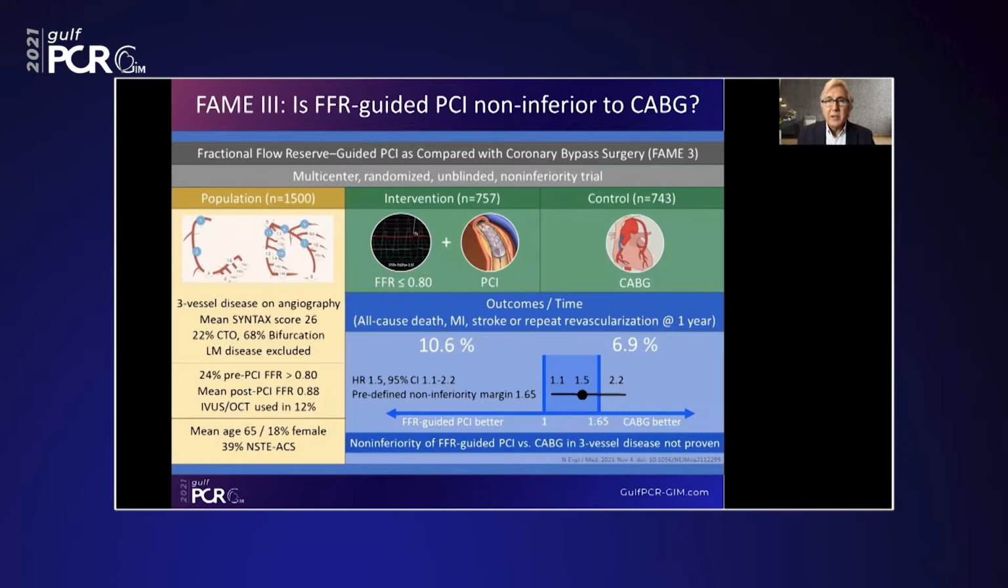So with this in mind, let's move now to some of the recent trials. FAME 3, comparing CABG with PCI guided with FFR. The PCI did not demonstrate to be non-inferior to CABG. This is the main message of the study. You can see that the event rates were significantly lower in the CABG group than in the PCI arm in this study population of triple vessel disease.